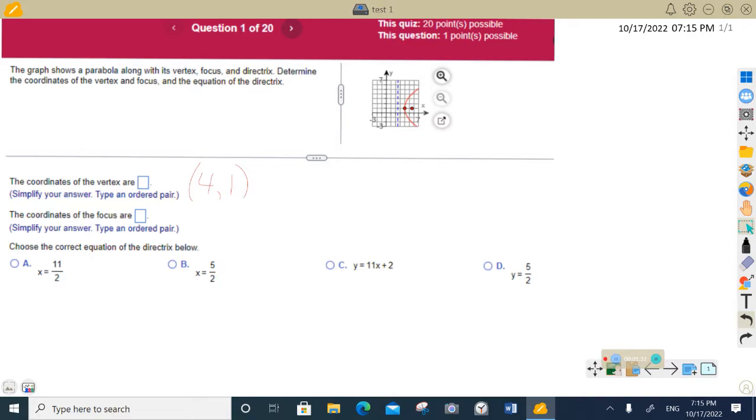And remember, the distance from the vertex to the focus is called P. It's also the distance from the vertex to the directrix. So they are equally distant from the vertex. That's horrible on the drawing, I apologize, but that's the distance from the vertex to either the focus or the directrix. And that looks to be about 1.5.